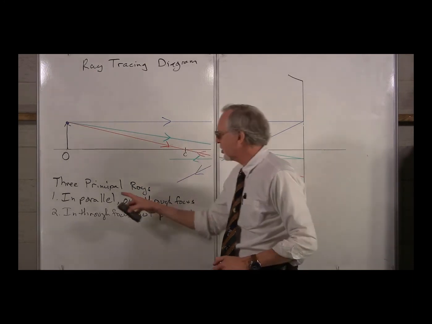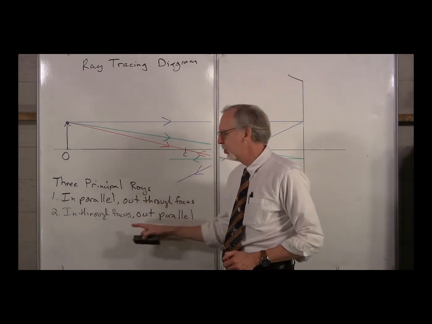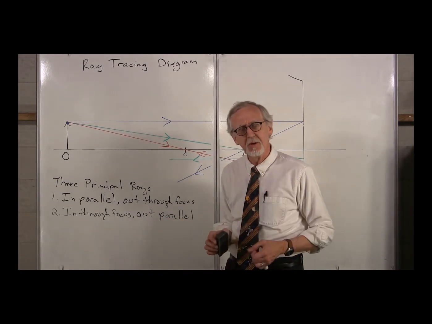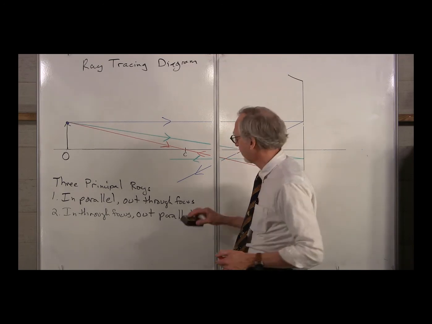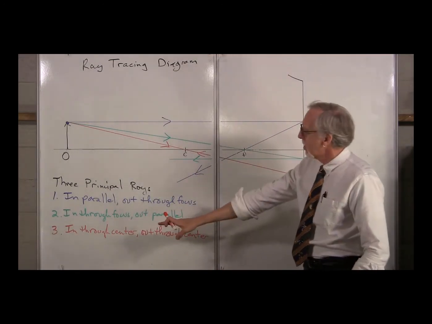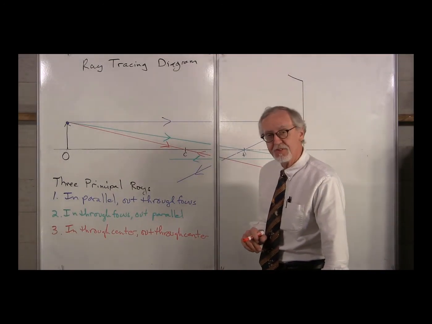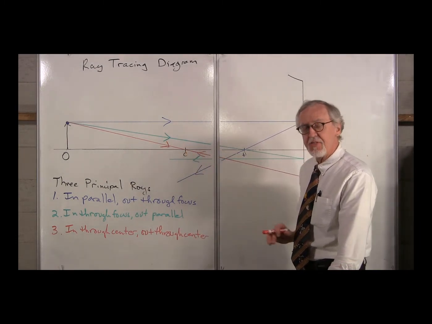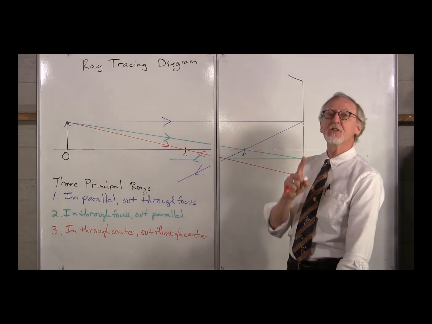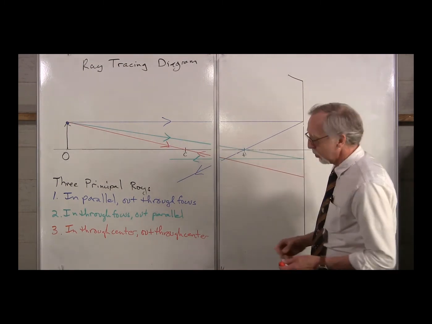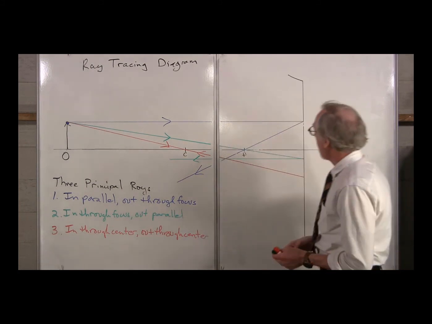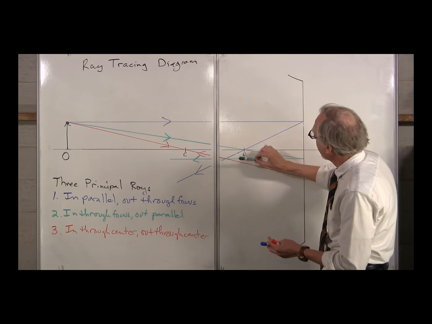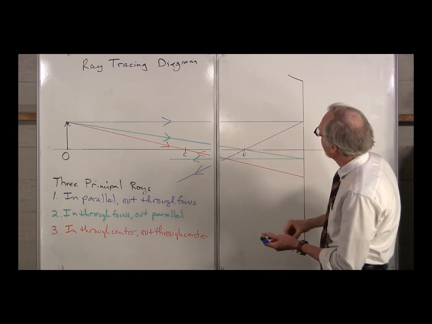Actually, you know what? I'm going to change these, and I'm going to write the first one in blue and the second one in green, and then the third one I'll write in red, just so we can remember those colors. There we go. For the third one, I wrote in through the center, out through the center. Well, let's look at these three rays. In particular, let's look at their reflected rays. We've got our blue reflected ray here, our green reflected ray here, and our red reflected ray here.